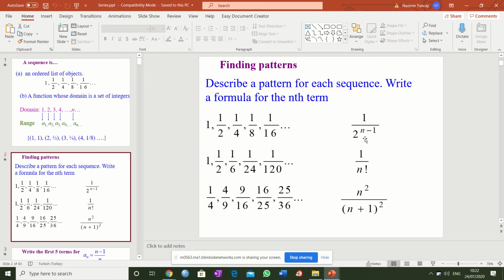Here we have domain integer numbers like 1, 2, 3, 4, 5, and we put 1 here and we get 1 over 2 to the power 0, which is 1. Then we put 2 instead of n, and we have 1 over 2. We put 3 here and we have 1 over 4. And these are sequences. These are range, by the way, and these are formulas of these sequences.